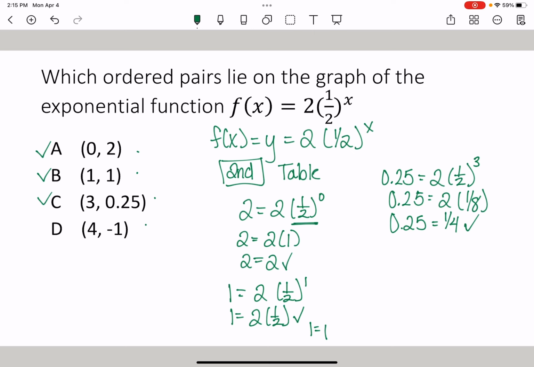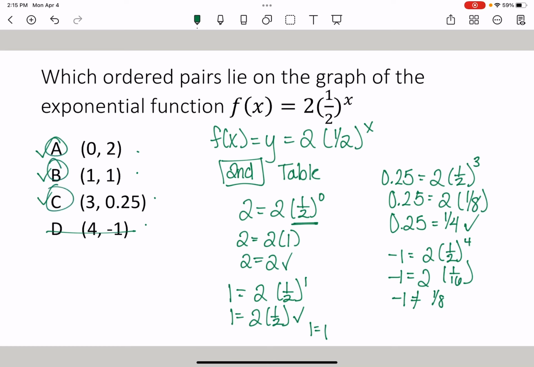So then if I try D, I get -1 equals 2 times 1/2 to the 4th. So I get -1 equals 2 times 1 over 16. And that says that -1 equals 1 over 8, which is not true. So D is not included. So A, B, and C are points on my function.